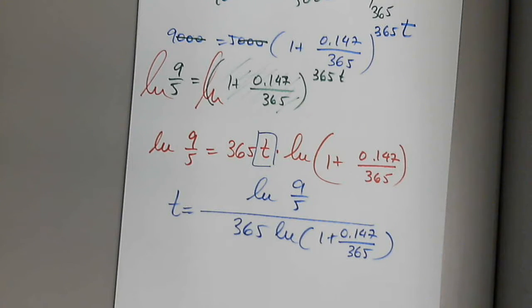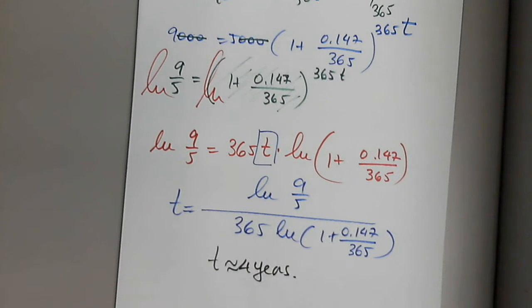So what does that mean? It's time in years. What would you say? That's about 4 years. Exactly. Is that clear? So t is approximately 4 years.